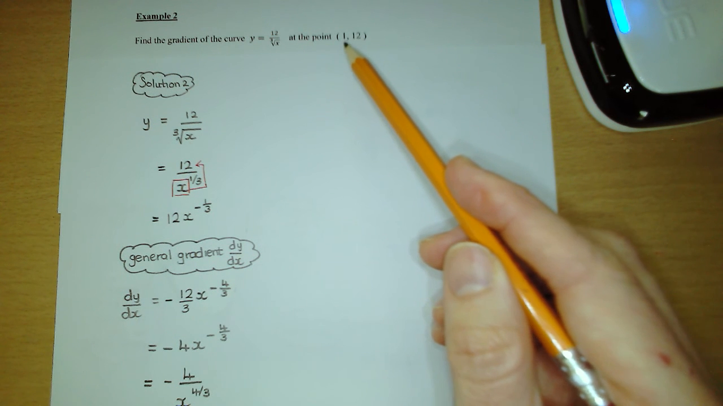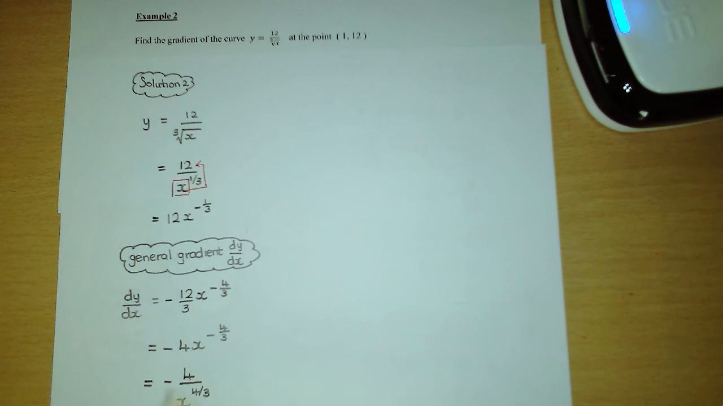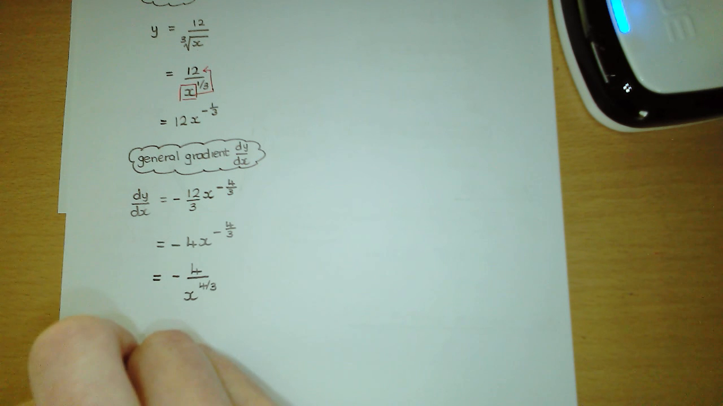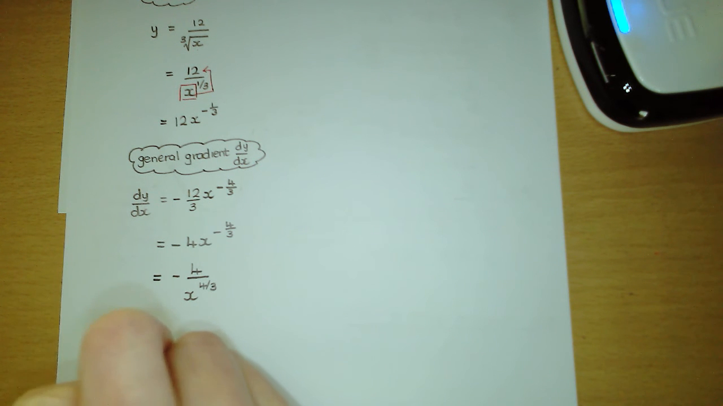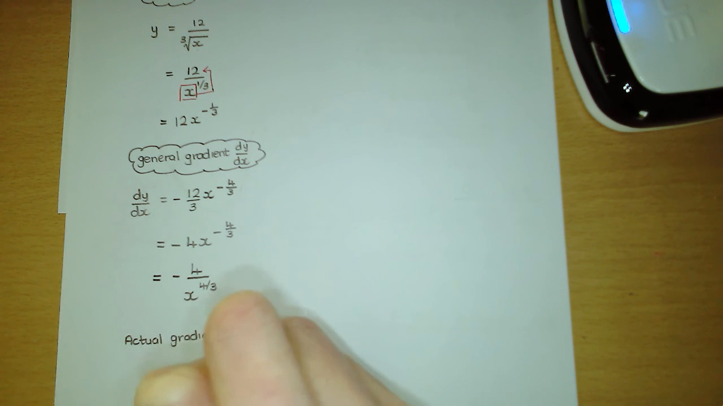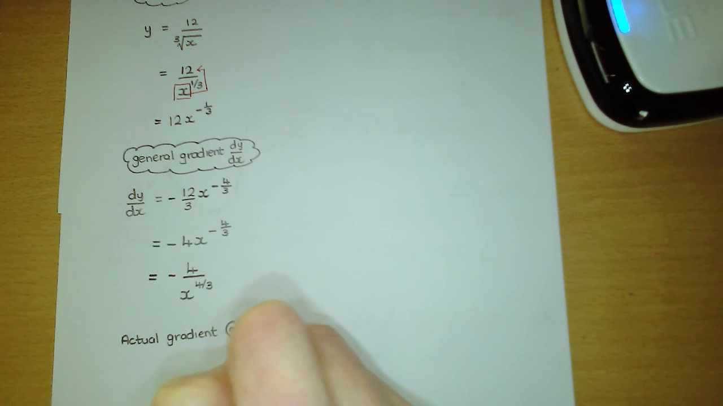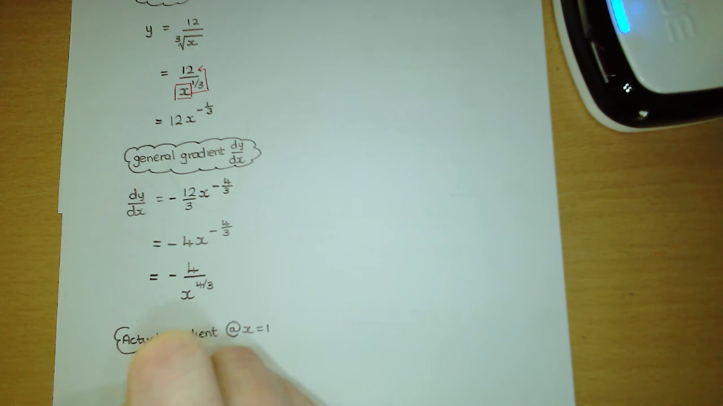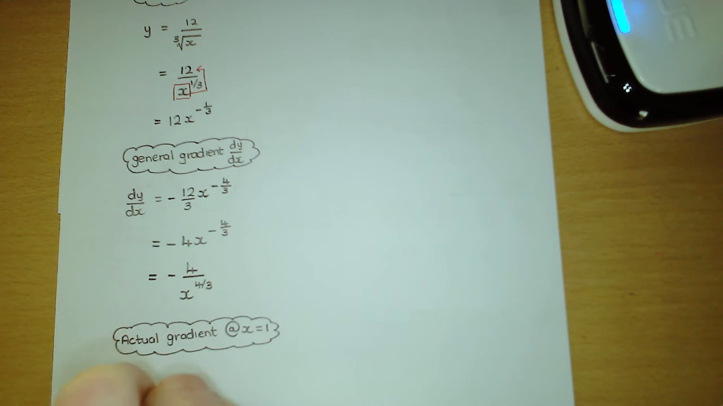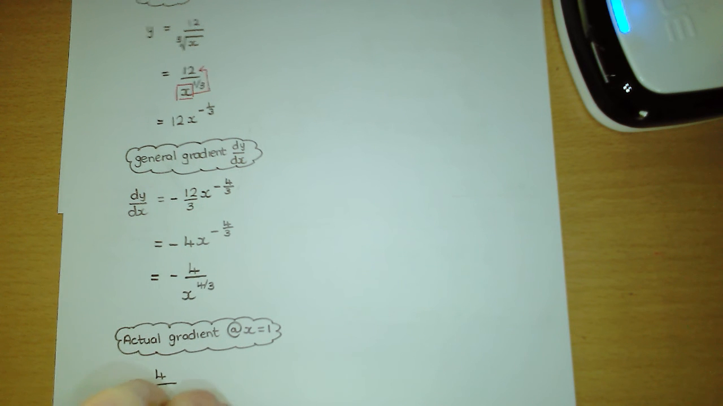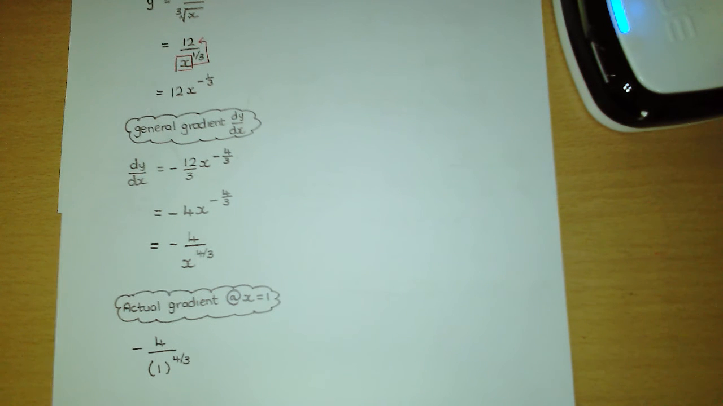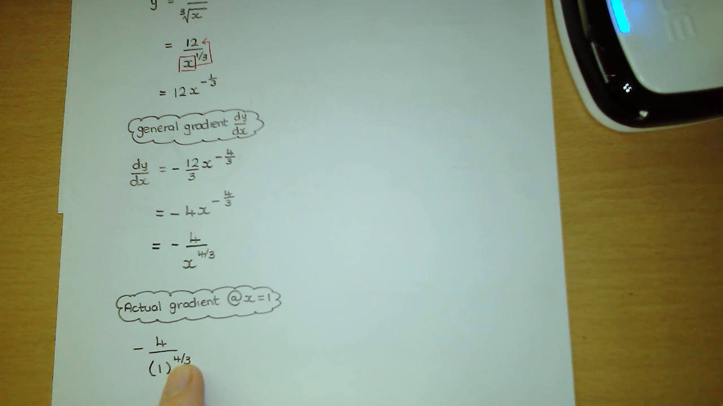So what that means is we're going to sub in the x coordinate of 1 into the general gradient to get the actual gradient at the point where x equals 1. So chuck it in, we're going to get minus 4 over 1 to the power of 4 thirds. So what we're going to do then is take the cube root of 1 and then raise it to a power of 4.